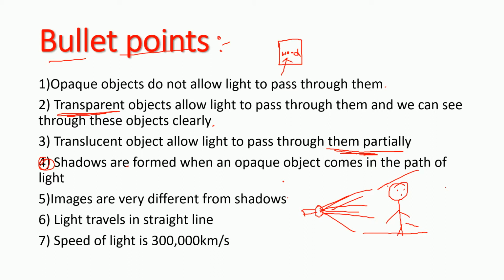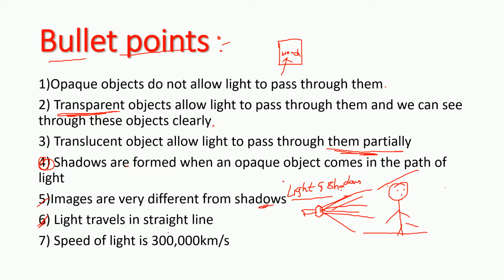Everyone thinks light and shadows are the same, that a shadow is transmitting the light and depends on it, which is not correct. Both are completely different. So images are very different from shadows. So yeah, fifth point, images are very different from the shadows.